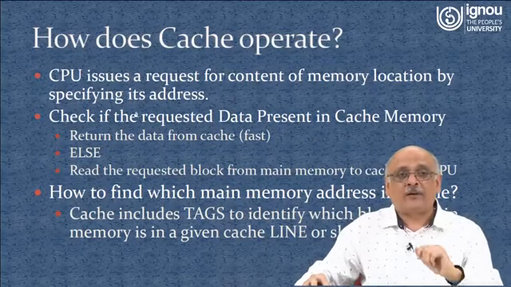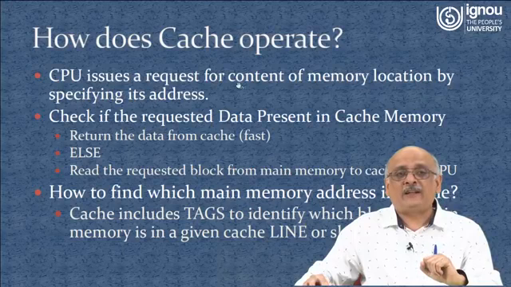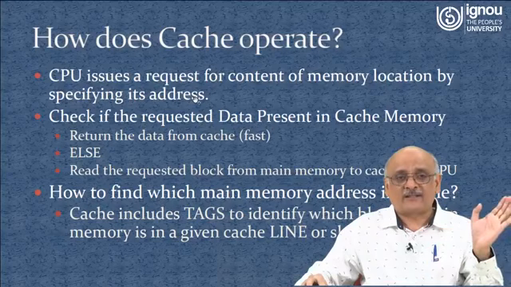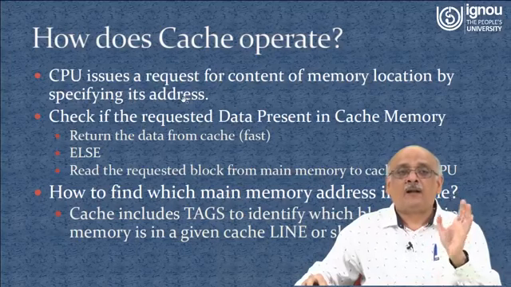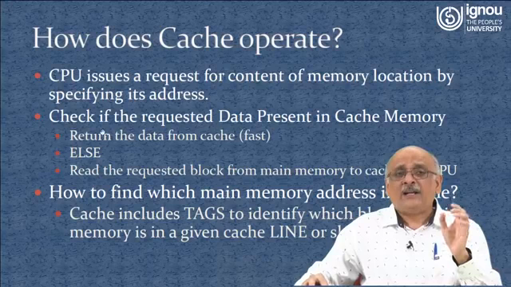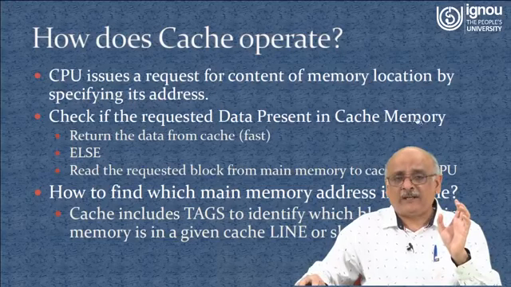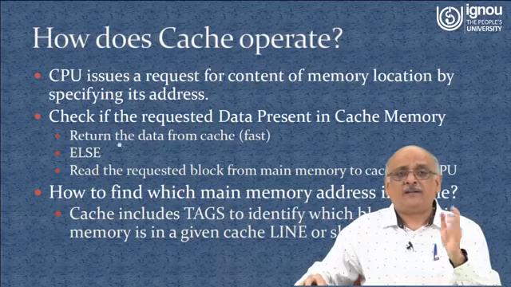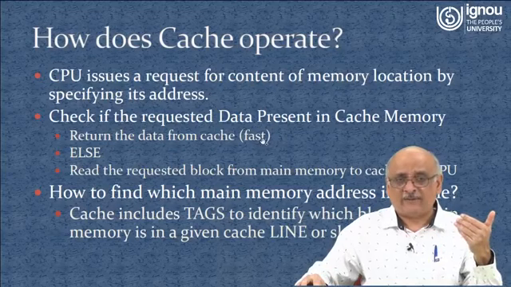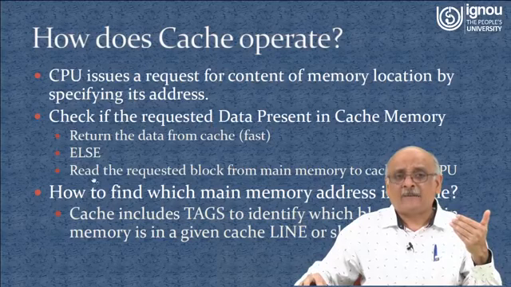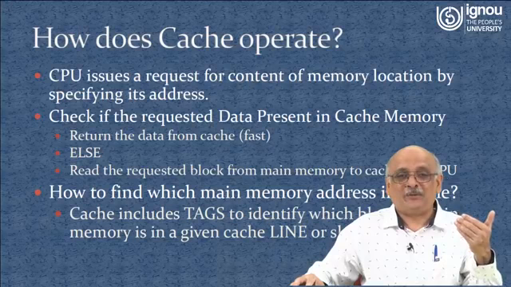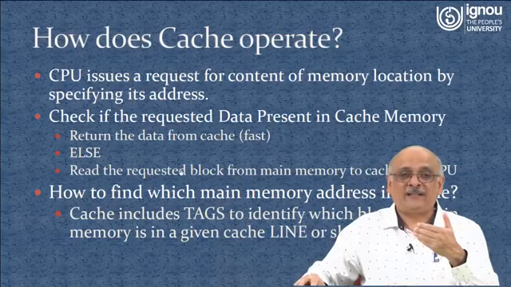I think this will answer your query. The CPU issues a request for the content of a memory location by specifying its address, and the addresses, as we saw in the two chips which we discussed. It checks if the requested data is present in cache memory. If it is present in the cache memory, the data is returned from the cache. It is very, very fast. If it is not there, read the requested block from main memory to cache and CPU. So we read it into cache and then it goes to the CPU and the processing gets performed.